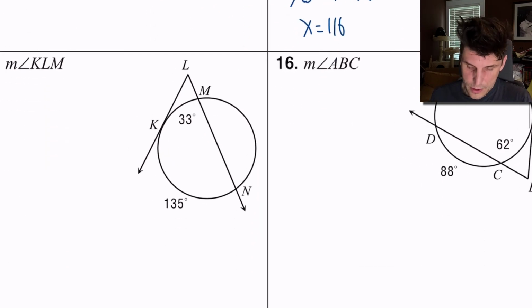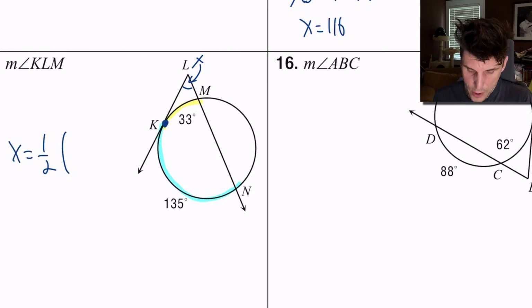Over here, they want to know angle KLM. This time they are asking us for the angle, so we're going to call that x. The two arcs that are at play, this arc and this arc, maybe again, it wouldn't hurt you to put that point of tangency in that really divides the arcs there. So there's two intercepted arcs. KLM is going to be equal to half of their difference. So it's going to be x equals 1/2 of 135 minus 33.